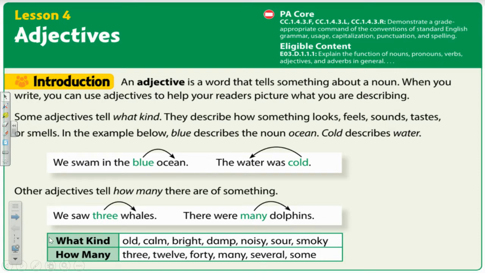So just to review, adjectives describe what kind or how many. What kind? Some examples of adjectives that explain that are old, calm, bright, damp, noisy, sour, smoky. Some adjectives that describe how many include 3, 12, 40, many, several, and some.